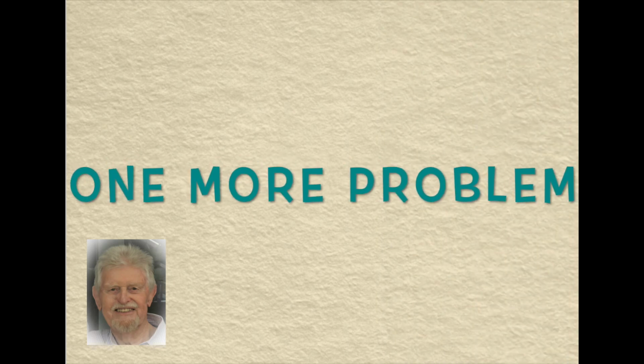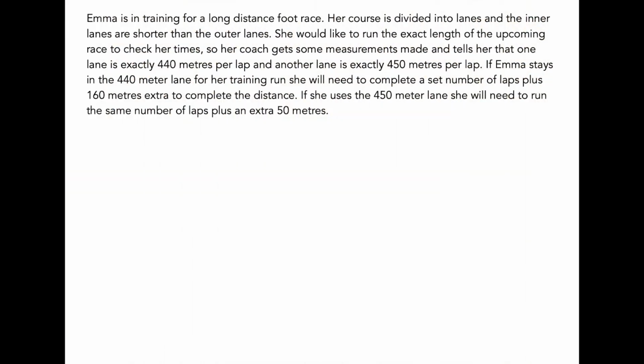Right, well, hopefully that wasn't too difficult to understand. So now we'll just go through one more problem. So here's our second little story. Emma is in training for a long-distance foot race. Her course is divided into lanes, and the inner lanes are shorter than the outer lanes. She would like to run the exact length of the upcoming race to check her times. So her coach gets some measurements made and tells her that one lane is exactly 440 meters per lap. Another lane is exactly 450 meters per lap.